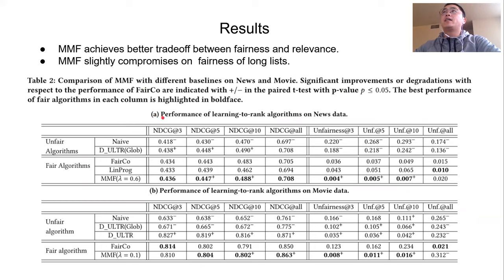Here is a table that summarizes the performance. As you can see, our method can achieve better performance at top ranks in NDCG and unfairness. However, we also found that our method compromises a little bit of long list fairness, which the state of the art methods, FairCo and linear programming, are good at. Thus, we know that existing state of the art methods only consider long list fairness, which ignores the top K performance.